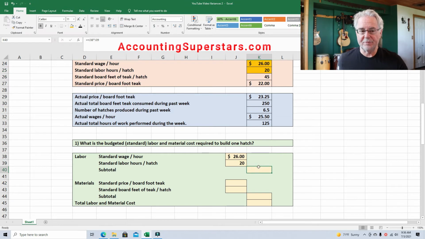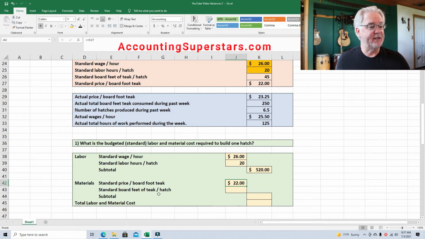So how much labor to build a hatch? Well, $26 an hour times 20 hours. It should cost about $520 to build one of those hatches for labor. So let's figure out the materials. So materials, the standard price per board foot of teak wood. So here it is. The standard price is $22 a board foot. That's what they were expecting to pay.